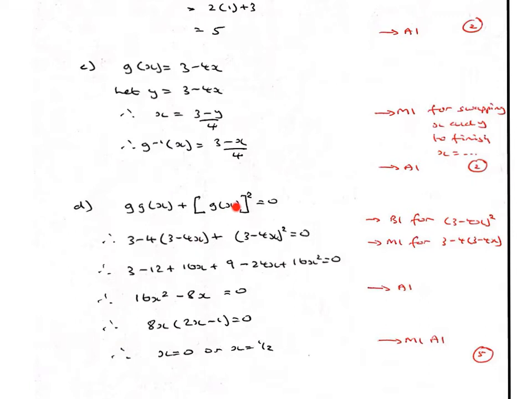But g of x squared means work out g of x, 3 minus 4x, and square it. You need to solve this equation. So multiply out, beware that minus times a minus gives you a plus there, rearrange, and then we get those two solutions.